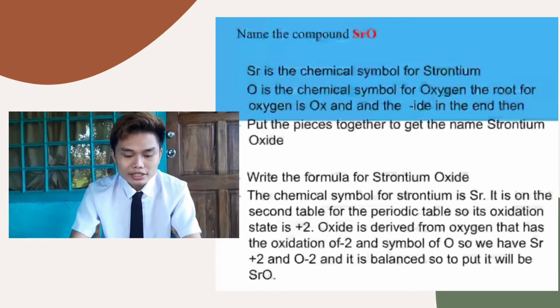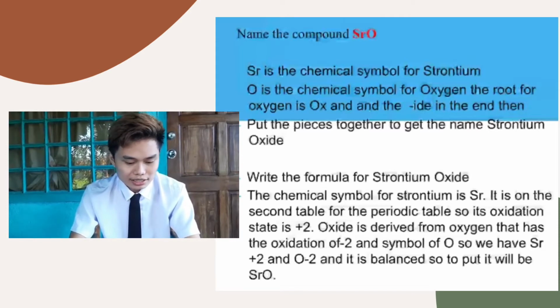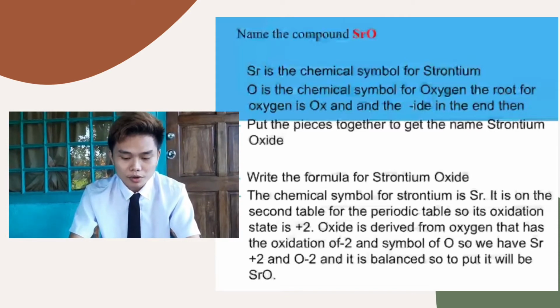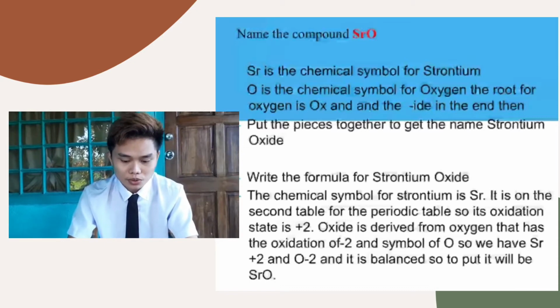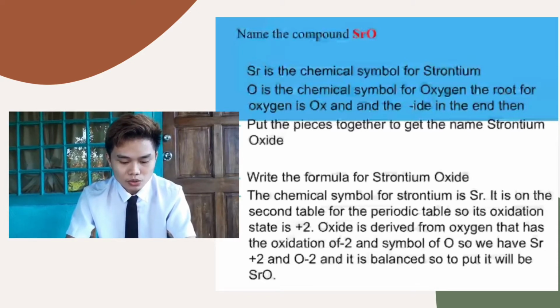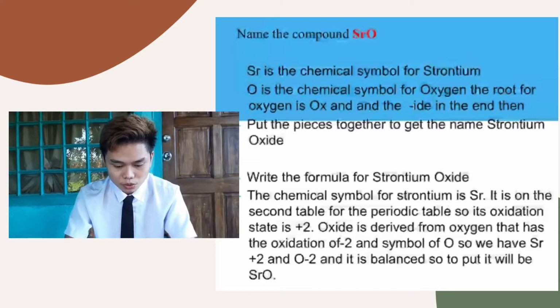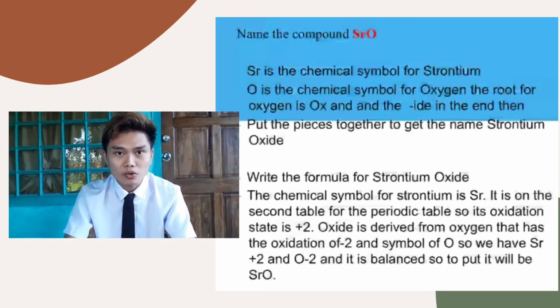For writing the formula for strontium oxide, the chemical symbol of strontium is Sr. Sr is in the second column of the periodic table, so its oxidation state is positive 2. Oxide is derived from oxygen that has an oxidation of negative 2, and the symbol of it is O. So we have Sr with positive charge 2 and O with negative charge 2, and it is balanced, so it will be SrO.